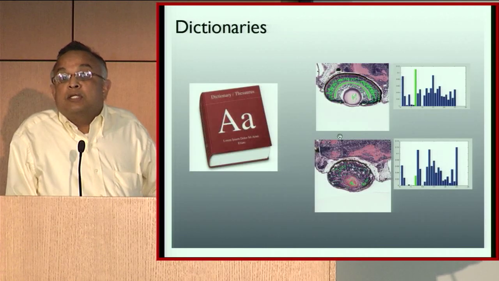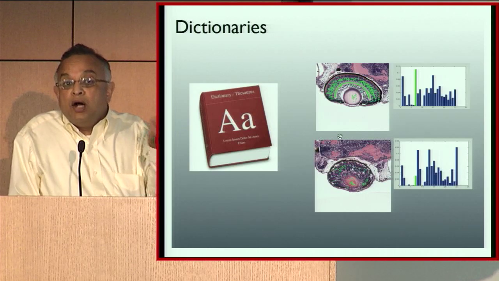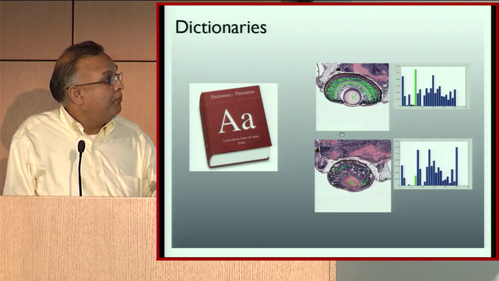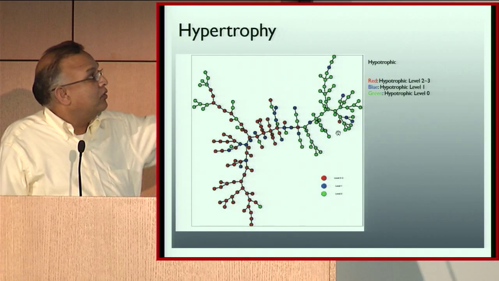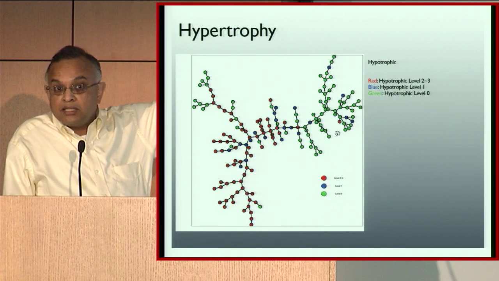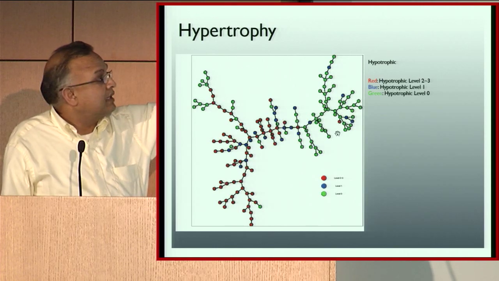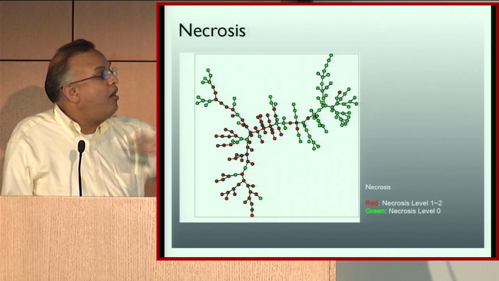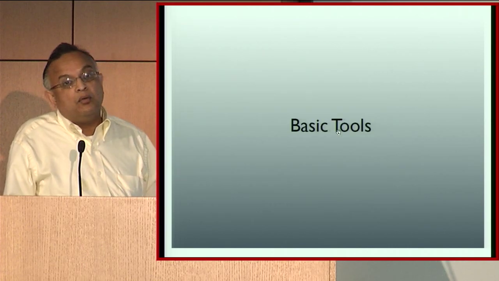And essentially, we are doing what's called dictionaries. We are looking for words in a dictionary in the phenotypes, and we try to use some statistical measurements to create those trees. And you could not only do it for disorganization or organization at the tissue level, but you could look at hypertrophy, you could do necrosis, all kinds of stuff. And this is basically what we did.